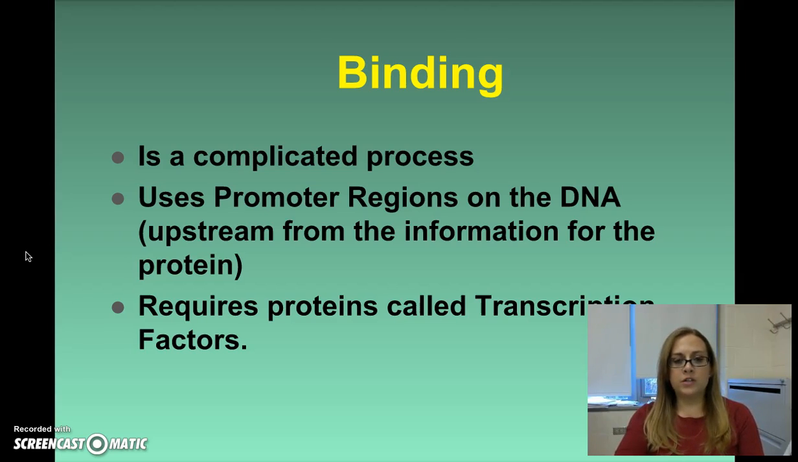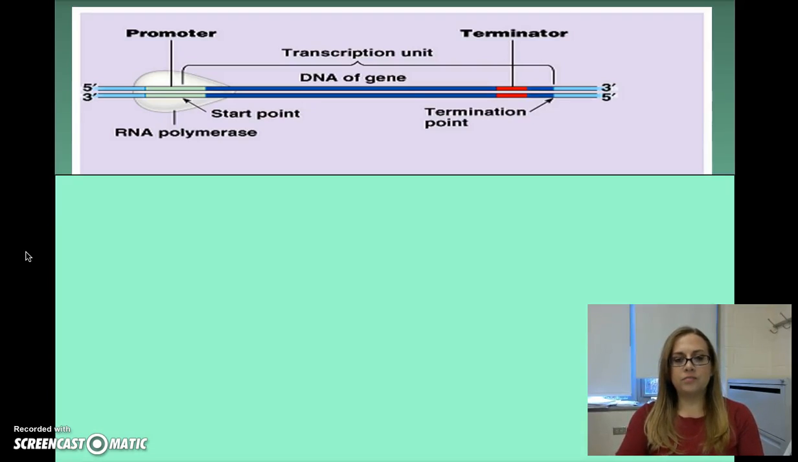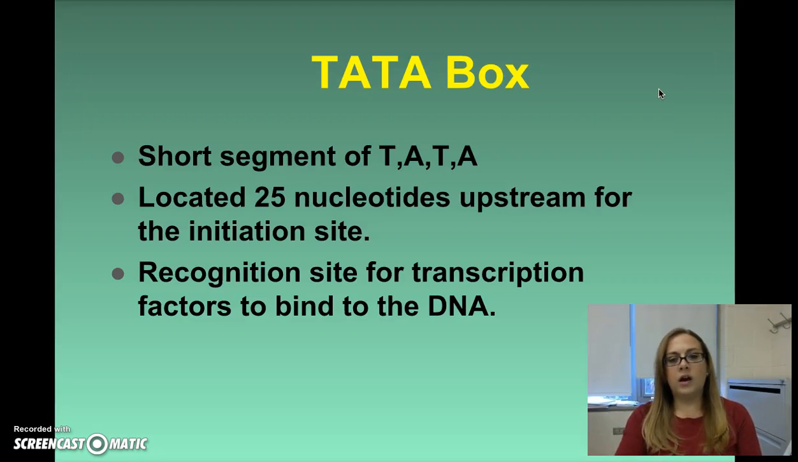It uses promoter regions on the DNA. These are regions upstream of the information for the protein, and it's going to be like a signal saying, hey, bind here, this is where the gene is. And it requires proteins that are called transcription factors. So here we have our DNA segment in the light blue, and then you've got the promoter region in green, and then the dark blue is the transcription unit or the DNA of the gene. This is exactly what we want to copy. Then you've got a terminator sequence, and then termination will actually happen right here, and then the DNA molecule would continue.